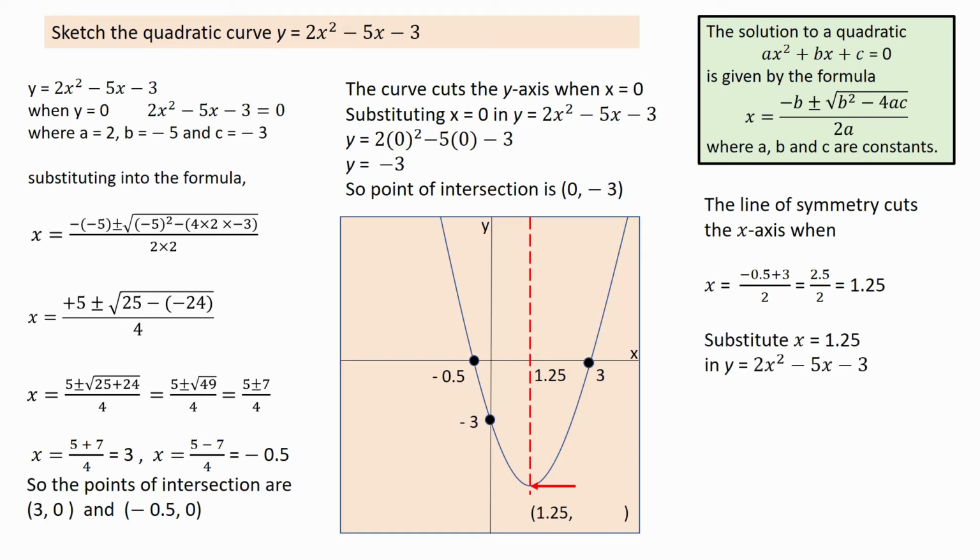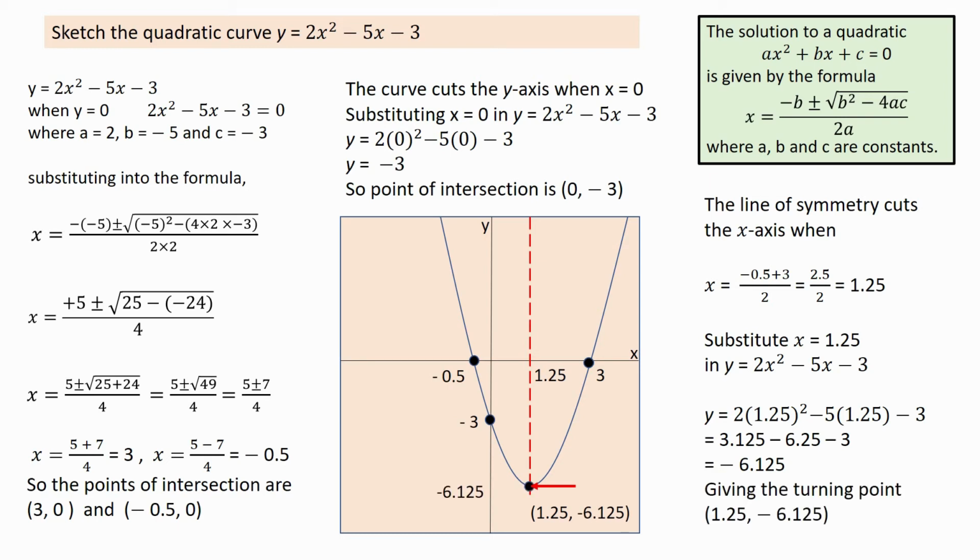To find the y-coordinate, substitute x equal to 1.25 into the equation. Use brackets to ensure it is only 1.25, which is squared. Completing any multiplication first, then any addition or subtraction to obtain negative 6.125. So the turning point is 1.25, negative 6.125.